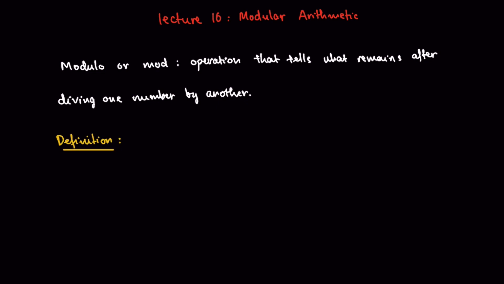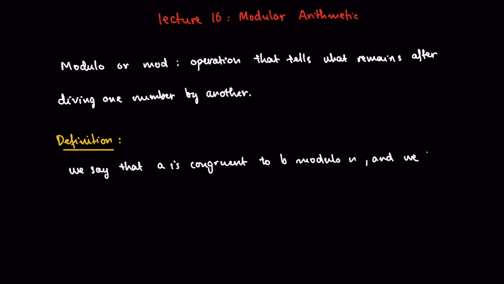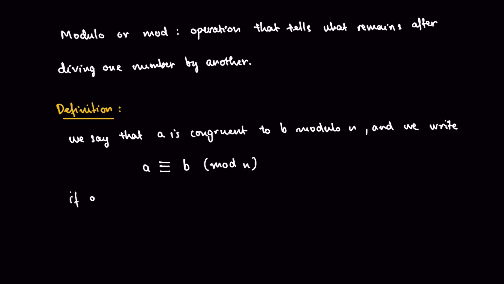So for this definition, we say that A is congruent to B modulo n, and we write A congruent, so there are 3 lines, to B mod n if A and B have the same remainder when divided by n.